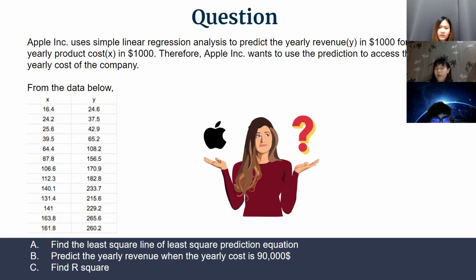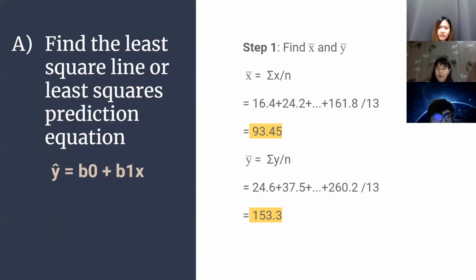And we have separated our sub-question into three terms. A. Find a least square line or least square prediction equation. B. Predict the yearly revenue when the yearly cost is $90,000. And C. Find R square. Next, please. To begin with, A.